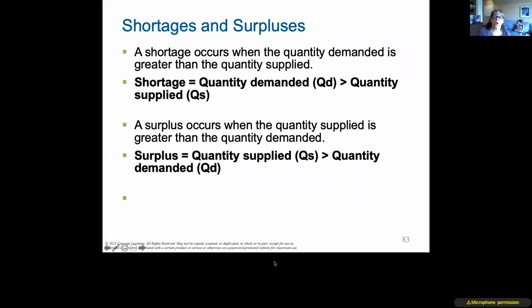So shortages occur when the quantity demanded is greater than the quantity supplied. A shortage: we want more than there is available. In other words, mathematically speaking, QD is greater than QS. A surplus occurs when the quantity supplied is greater than the quantity demanded. In other words, just too much out there and people don't want it. And that means that the quantity supplied is greater than the quantity demanded.